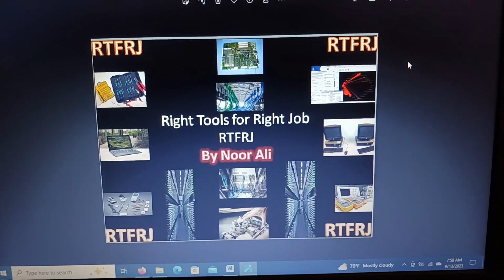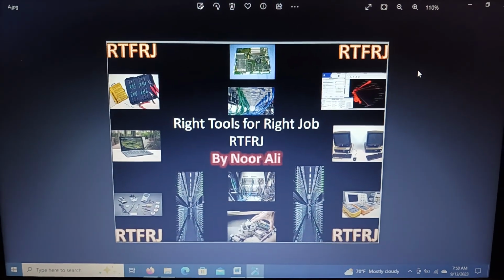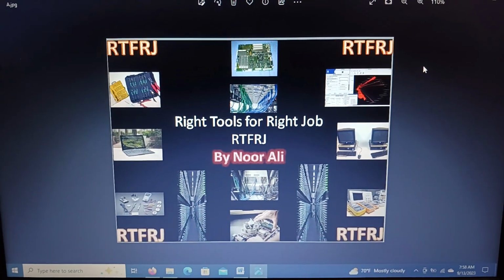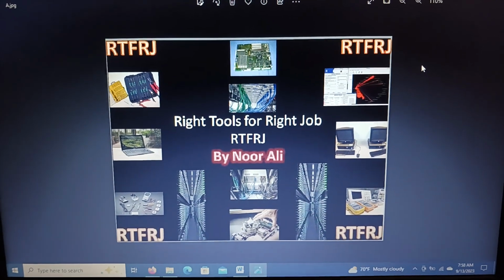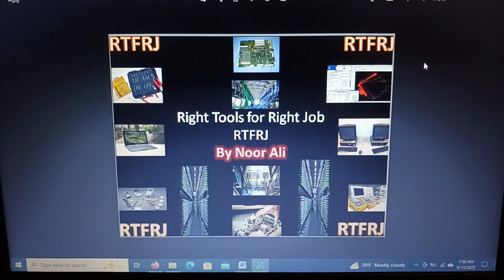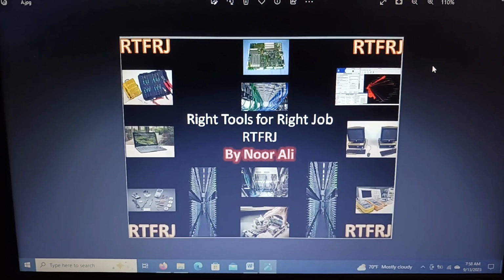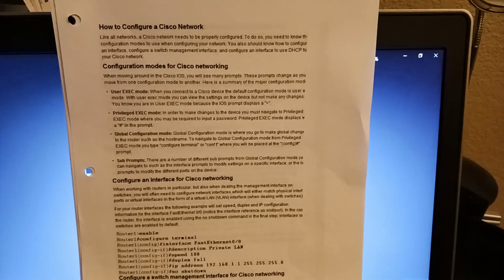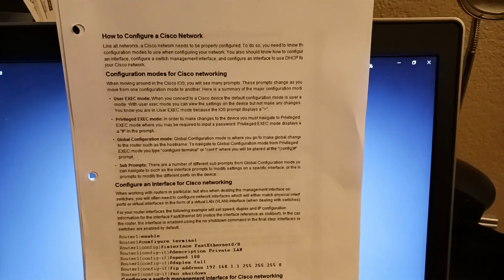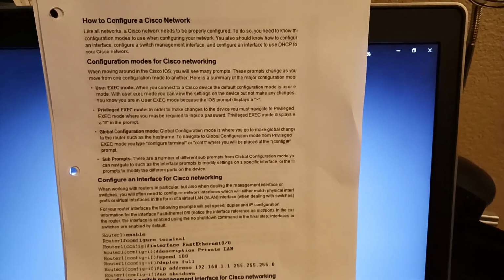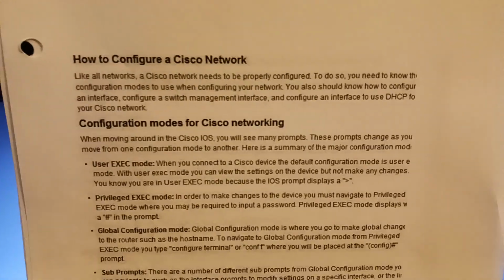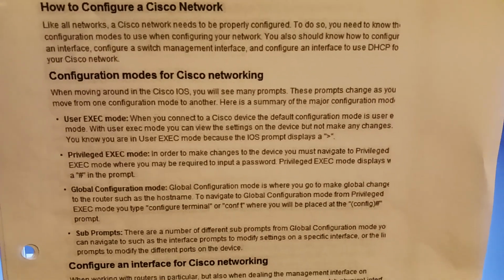So right tools for right job. As we all know, with tools, we work smart, we save time, and we get our job done. That's the aim, and that's the goal. So let me share with you today's packet. In today's packet, we are going to talk about how to configure a Cisco network. So basically, here are instructions.